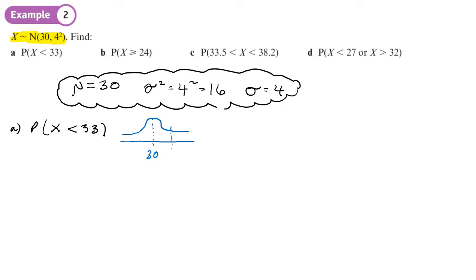33 is here because it's bigger than 30, and it's less than 33, so I'm just going to shade in the area that I'm trying to find. So I'm trying to find that area. So straight away I know that my answer should be more than 0.5 because it's more than half the area. And if I get an answer less than 0.5, I know I've done something wrong.